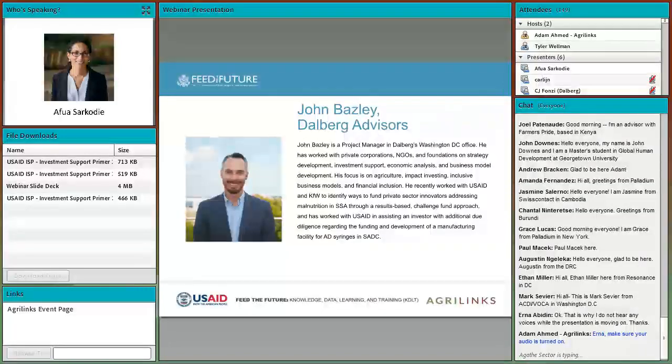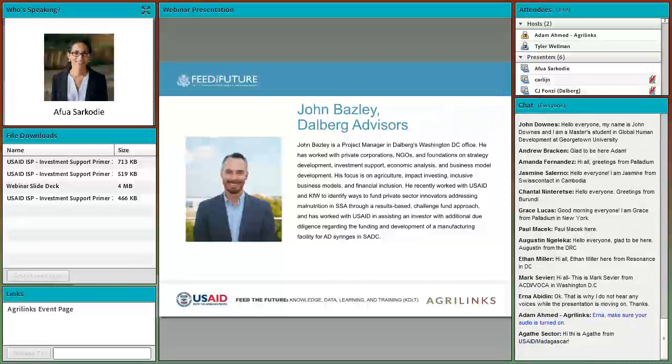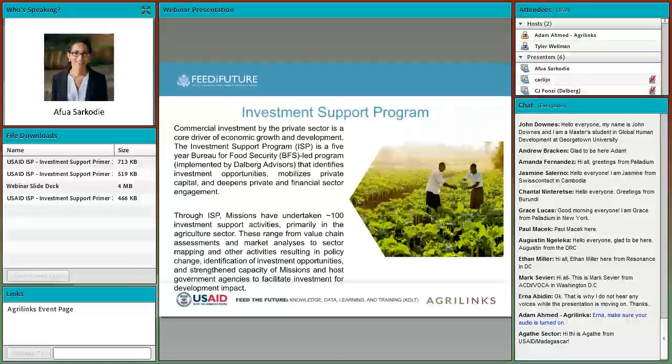He's one of our managers based in DC and has been instrumental in helping pull together these primers, which have involved looking across ISP support over the last 5 years, engaging with different activity managers across USAID missions and with the team at BFS to ensure that they are fit for purpose and useful not only for the agency, but for the sector more broadly.